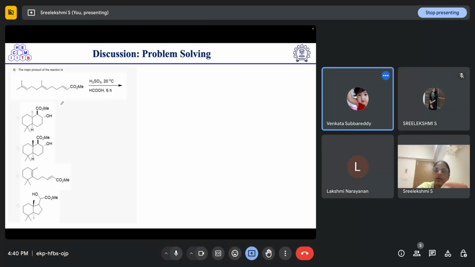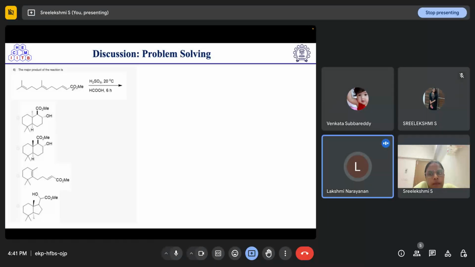Fourth one, madam. Fourth one, how? You can tell. First, sulfuric acid will protonate. But that is an ester, right? It's not a ketone, so that protonation will not be that feasible, because the oxygen of the OMe is coordinated with the carbonyl, so proton coordination is less feasible compared to aldehydes and ketones.